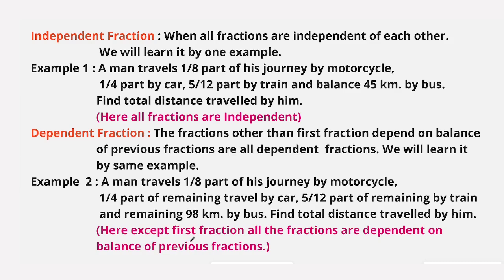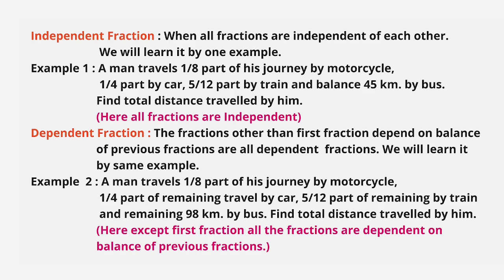Here, except the first fraction, all the fractions are dependent on the balance of previous fractions. Now I compare these two questions. A man travels 1 upon 8 part of the journey by motorcycle. In the second question also, a man travels 1 upon 8 part of his journey by motorcycle. Now in the first question, 1 upon 4 part by car. In the second question, 1 upon 4 part of the remaining travel by car. In the first question, 1 upon 4 part is not dependent on the previous part, which is 1 upon 8.